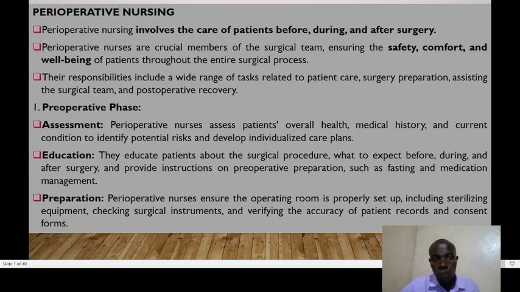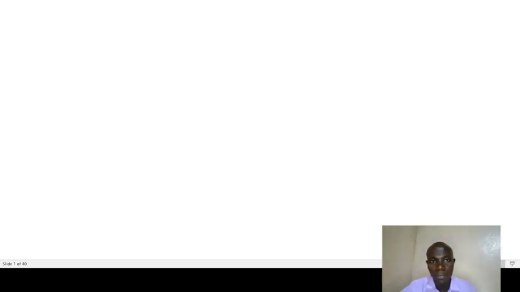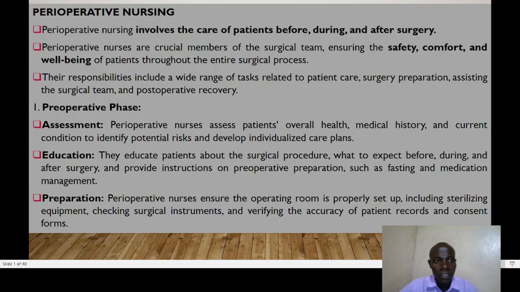In this session, we'll be looking at perioperative nursing. Welcome to this session. We hope it will be helpful for all of us. Perioperative nursing involves the care of patients before, that is preoperative, during, intraoperative, and after surgery, that is postoperative.